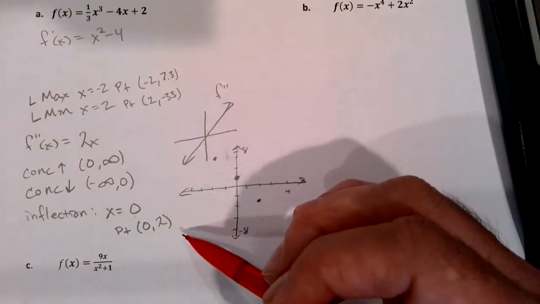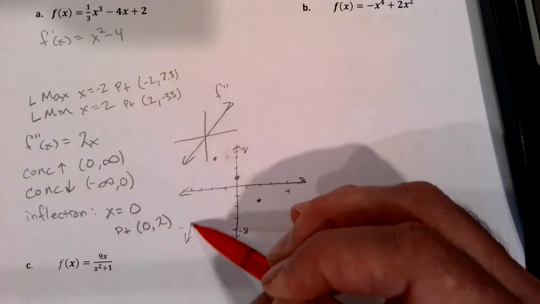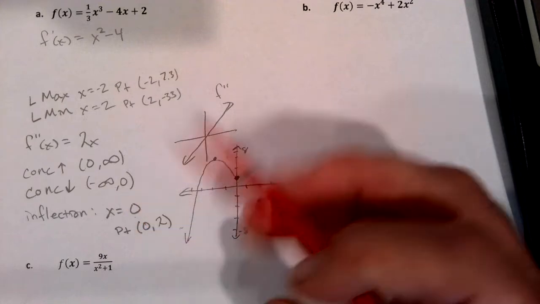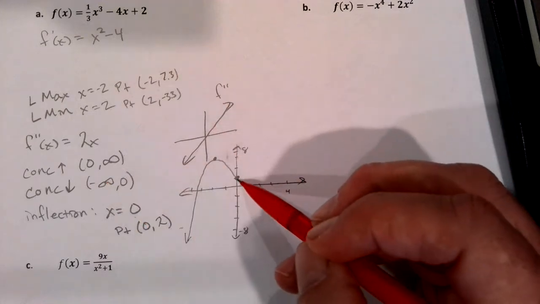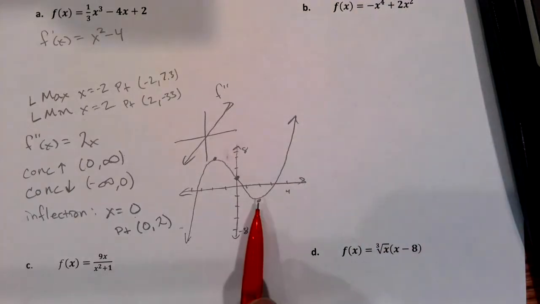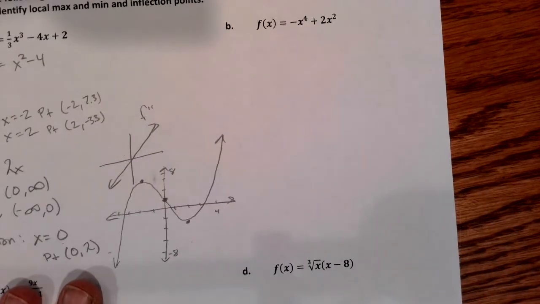We know that it's concave down from negative infinity to 0, so it's going to be concave down. That's my inflection point, and then it's concave up after that. So this gives a really good picture of what that graph looks like, knowing exactly how high and how low for our max and mins. So that's pretty cool, okay? So we'll move on to B.